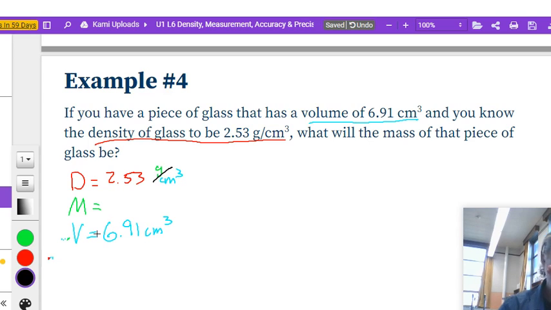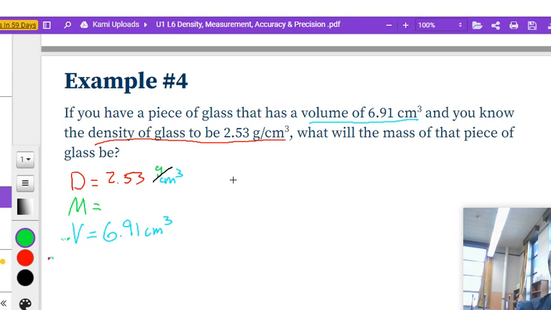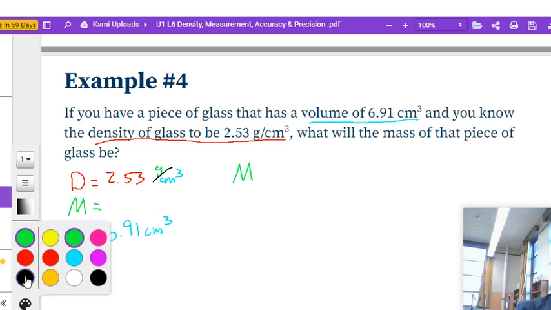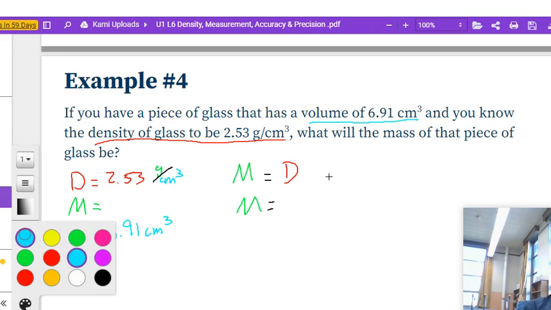Now, we're going to set up our formula. So it's going to be density is equal to mass over volume. Oh, I lied. It's not even going to be that complicated. Because if you remember, the formula for solving for mass is, and I'm going to do this right away so I don't have to do a lot of flip-flopping, mass is going to be equal to density times volume.